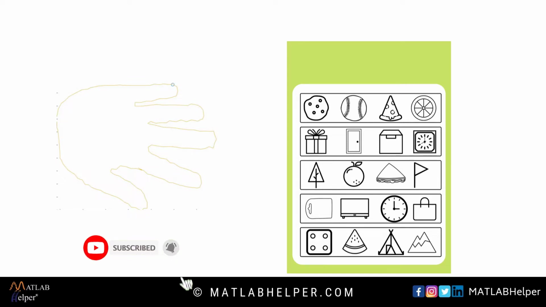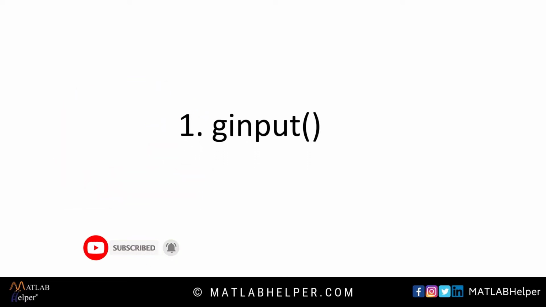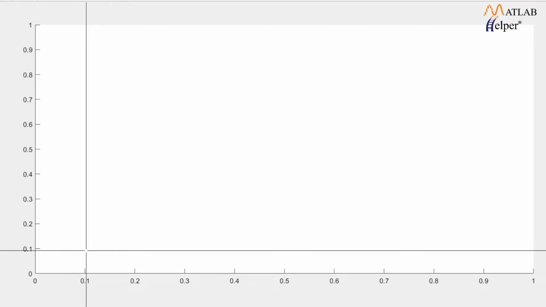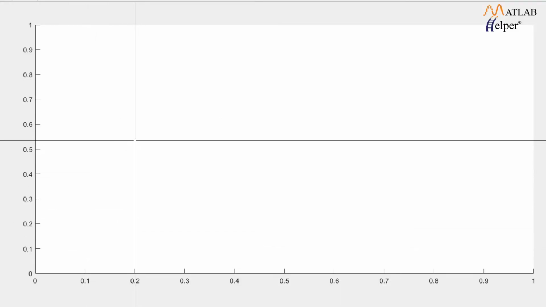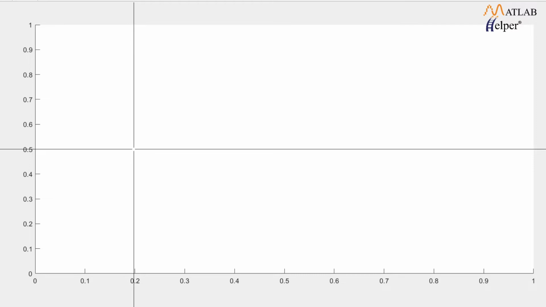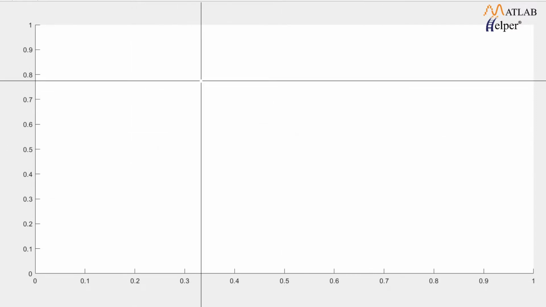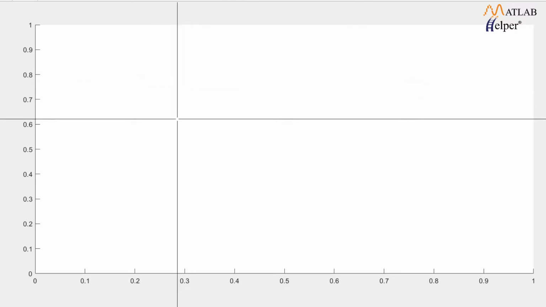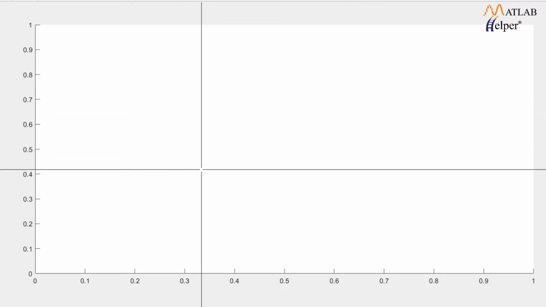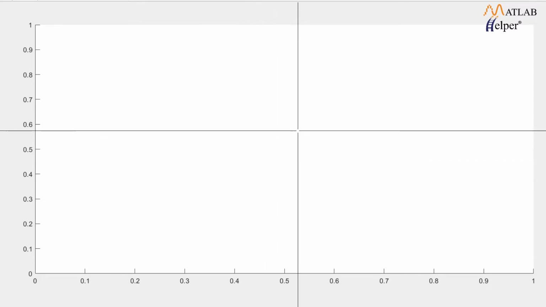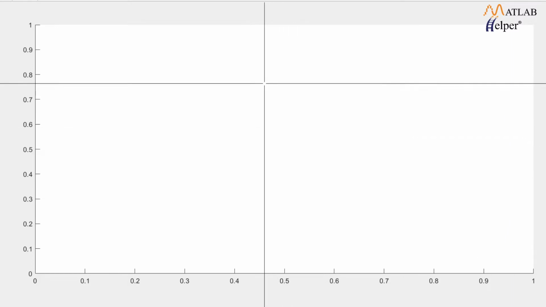One, ginput function, which allows you to select the coordinates of unlimited points within Cartesian or polar or geographical axis. If you know the exact coordinates, then mark the points by clicking on the known coordinate as shown. If you don't know the exact coordinates but have an idea of the shape, you can also click on the coordinates that you think create a shape you want.